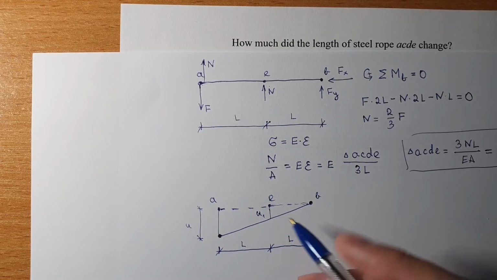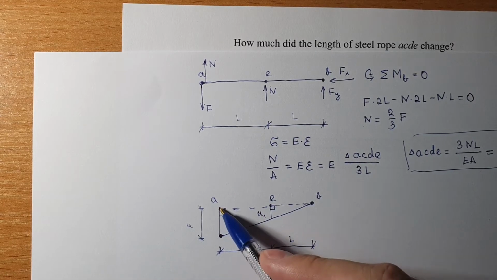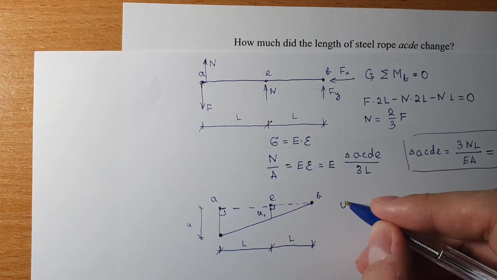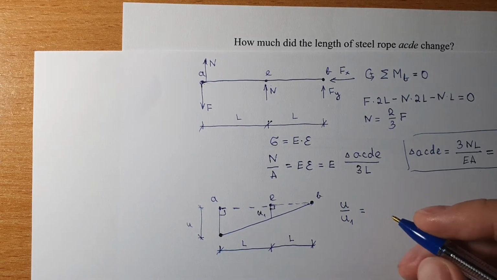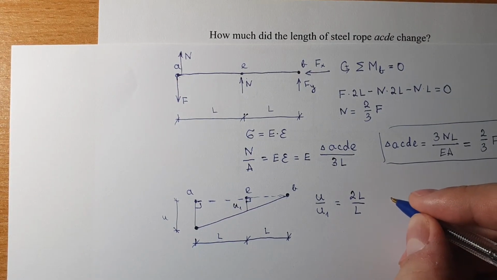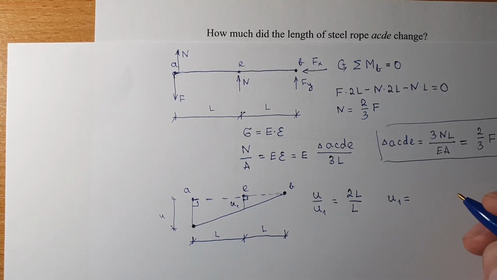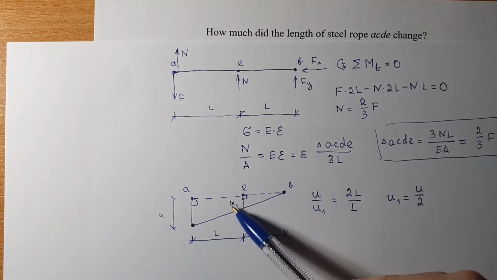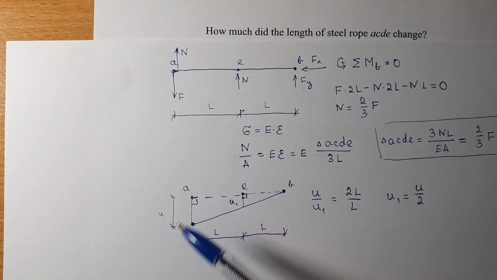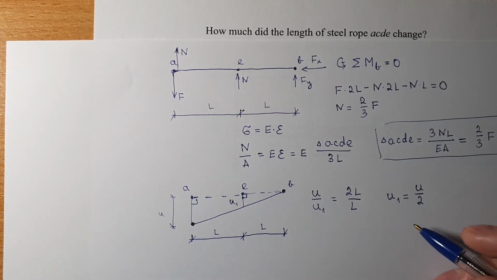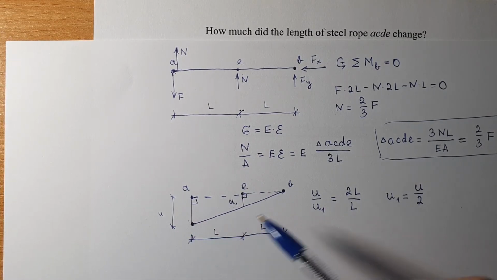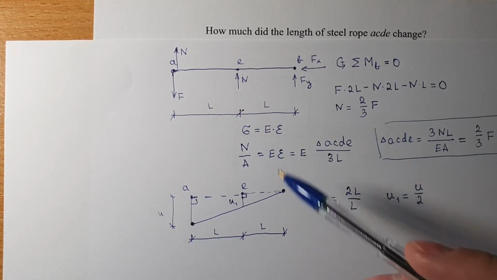Okay, L, L. And here what we can see is two similar triangles. We can now write that U divided by U1 is equal to 2L divided by L, and from this we get that U1 is equal to U divided by 2. That means that U1, or displacement of point E, is 2 times smaller than displacement of point A, from similar triangles.